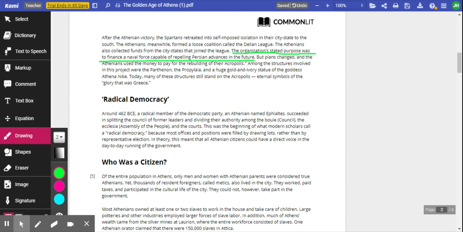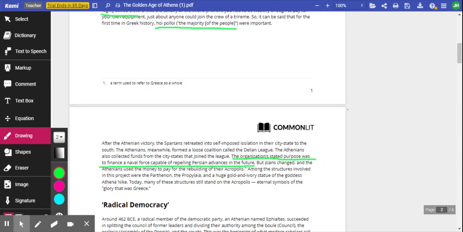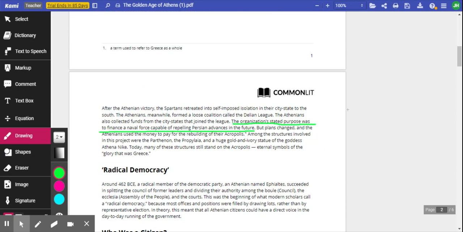So at the beginning, you'll remember that it said in the little blurb that the golden age of Athens was marked by the Athenians defeating the Persians and a lot of the political and social and economic growth that came after that. So right now, this is what's important to them, is the fact that they have built this force that can withstand the invading Persians. But plans changed, and the Athenians used the money to pay for the rebuilding of their Acropolis.